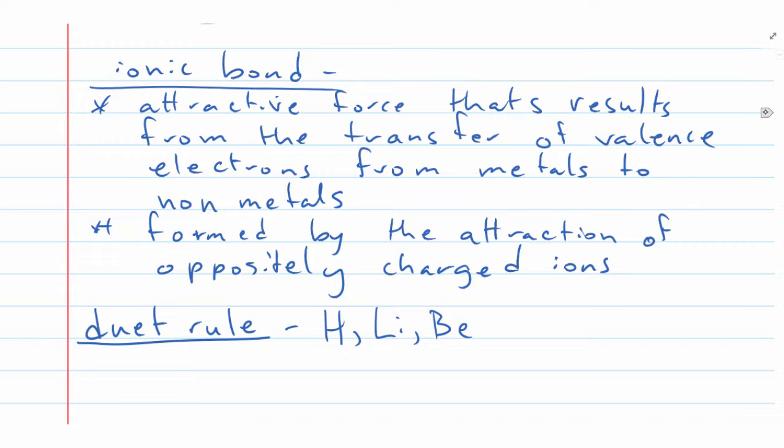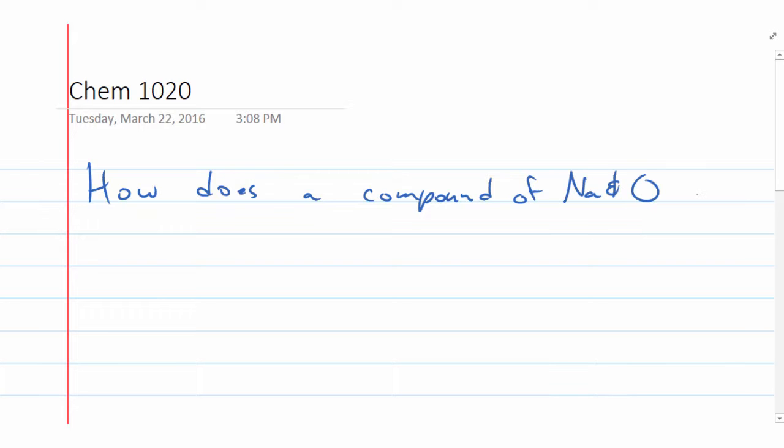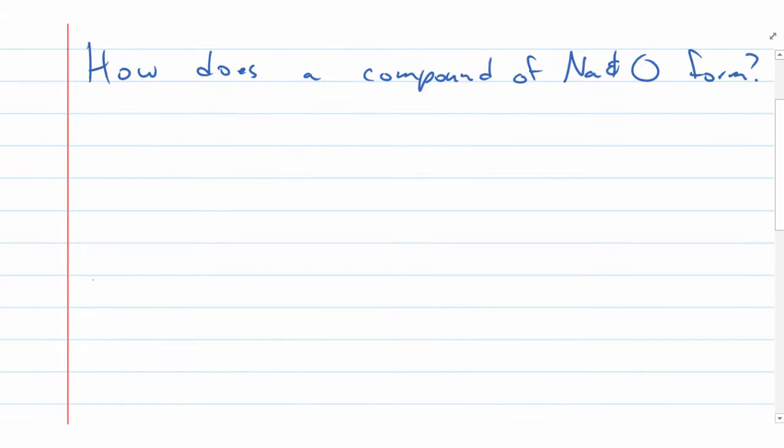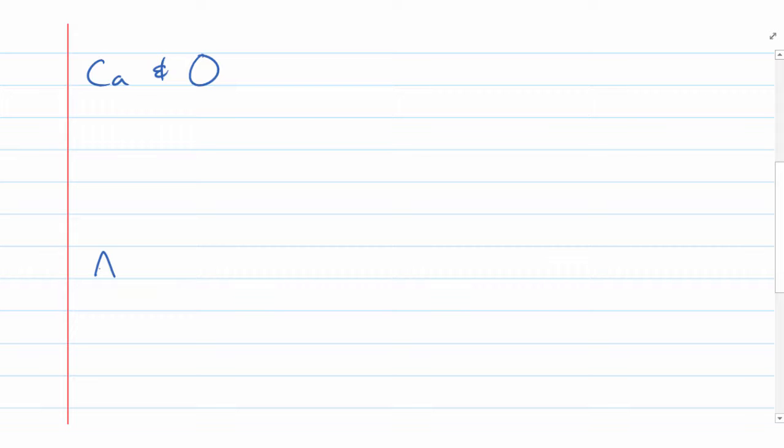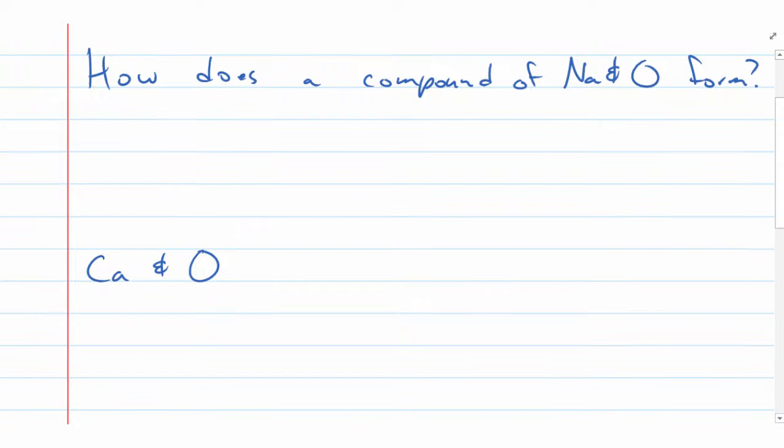So we're going to end the class here by looking at 3 examples today. We looked at sodium chloride. Lastly, we're going to look at sodium and oxygen. So we want to know: how does a compound of sodium and oxygen form? Then we're going to look at calcium and oxygen. And we're going to wrap up by looking at aluminum and oxygen. So we'll start with the sodium and oxygen.